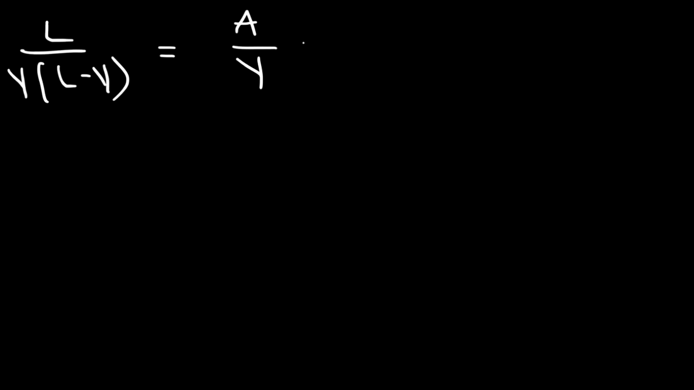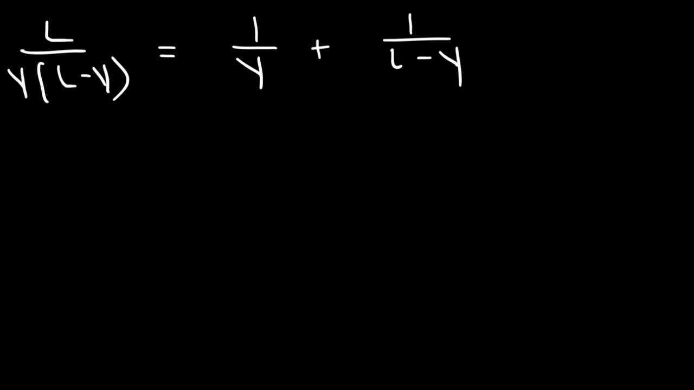Now let's go back to the equation that we had earlier, which was L divided by y times L minus y. We said it was equal to a over y plus b over L minus y. Now since a and b are 1, this is going to be 1 over y plus 1 over L minus y. And you could test it.